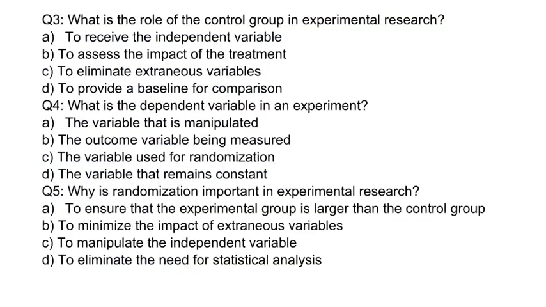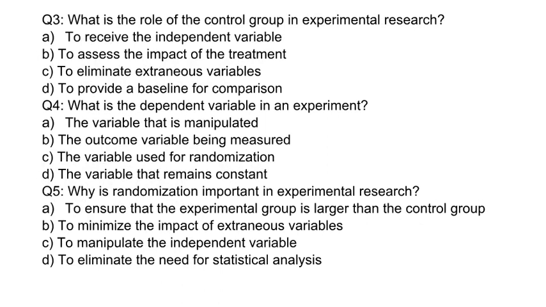Question 3 is, what is the role of the control group in experimental research? A. To receive the independent variable. B. To assess the impact of the treatment. C. To eliminate extraneous variables. D. To provide a baseline for comparison. Correct answer is D. To provide a baseline for comparison.